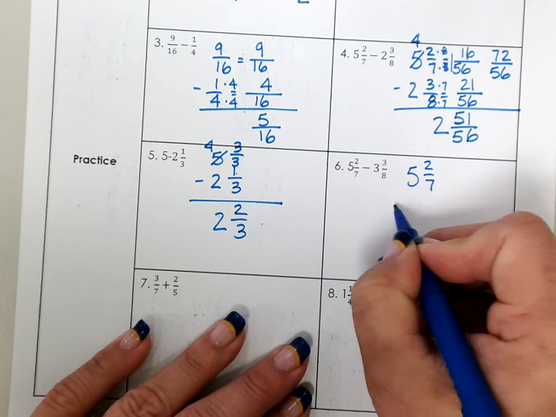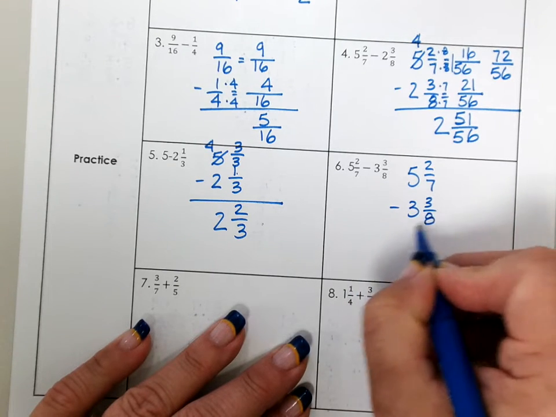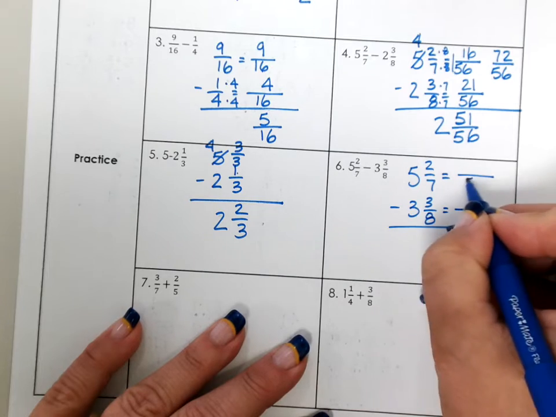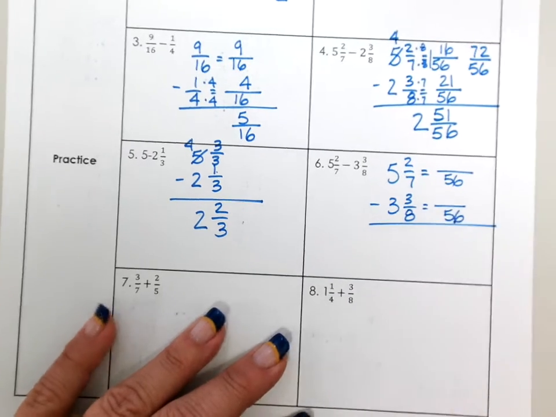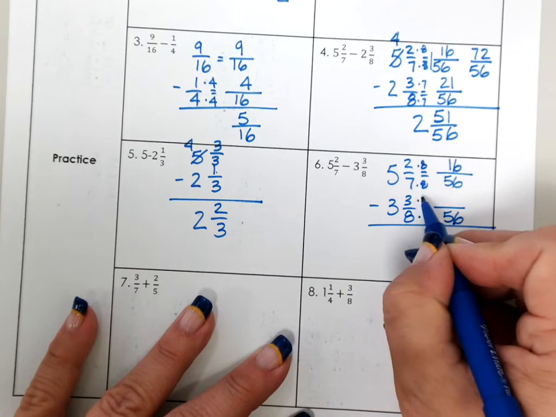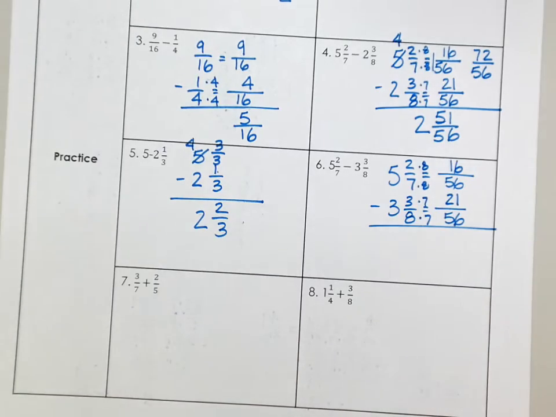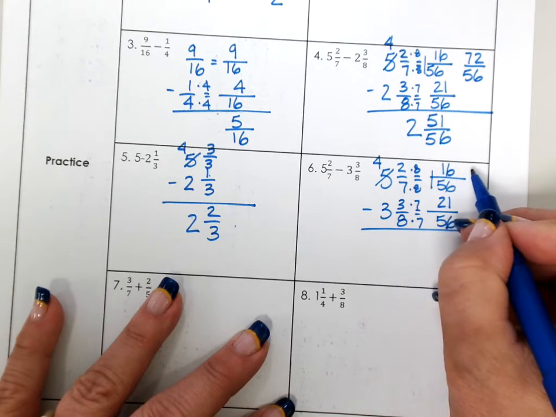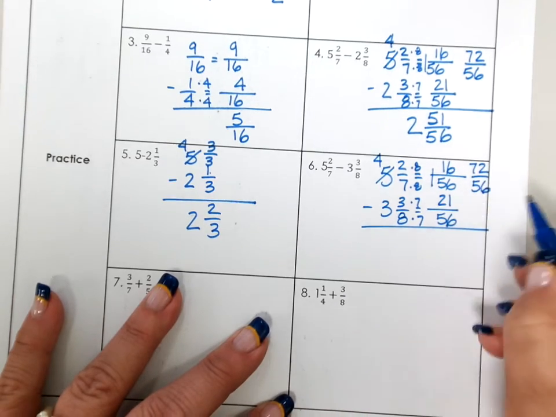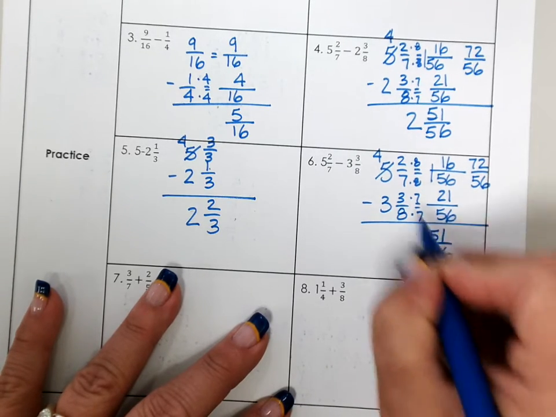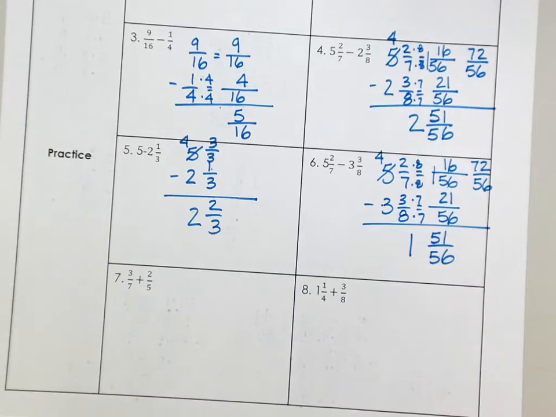5 2/7 minus 3 3/8. Another 56. Times 8 is going to give me 16, times 7 is going to give me 21. That seems awfully similar, doesn't it? So when I borrow that 1, I'm going to get 72 over 56 again. 72 minus 21 is 51 over 56. The only difference on this problem is 4 minus 3 is 1.